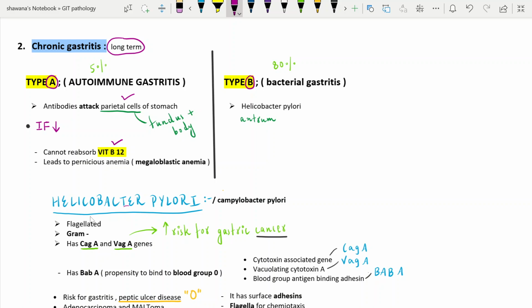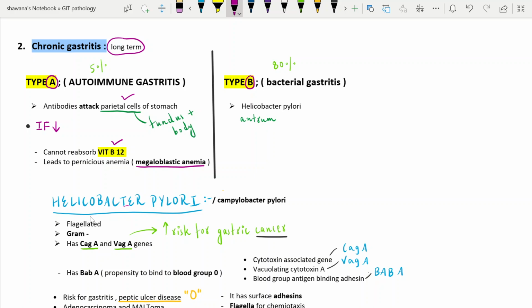But when autoantibodies attack the parietal cells of the stomach, intrinsic factor is secreted less, and vitamin B12 cannot be reabsorbed. This is how pernicious anemia or megaloblastic anemia results from autoimmune gastritis. When vitamin B12 is not being reabsorbed, it results in vitamin B12 deficiency anemia or megaloblastic anemia.